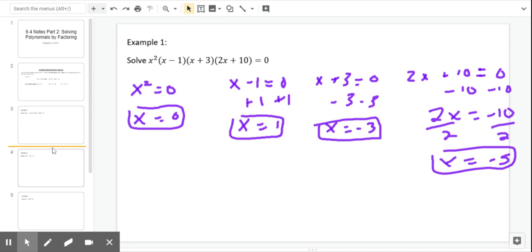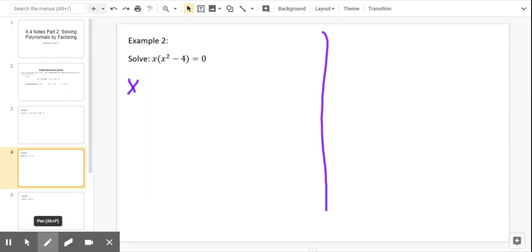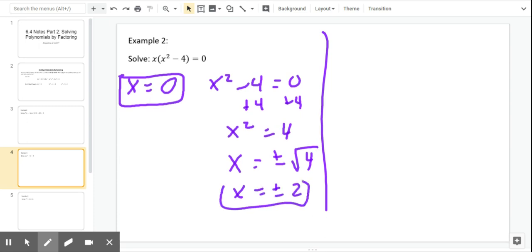Now the next one. We have another one that is already factored for us. There are 2 ways we can solve this. I'll put a line down the middle to show us both ways. First way, we can just go right ahead and do this. X equals 0, that's my first factor. My second factor is x squared minus 4 equals 0. X equals 0 is already solved, so we don't need to do anything else there. For this one, we can add 4 to both sides. X squared equals 4. Take the square root. X equals plus or minus square root of 4, which is, of course, plus or minus 2. That's the first way, perfectly fine to do it that way.